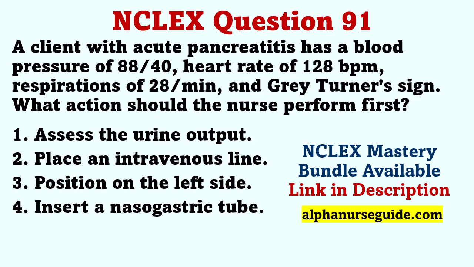The correct answer is 2. Place an intravenous line. Gray-Turner's sign is a bluish discoloration in the flank area caused by retroperitoneal bleeding. The vital signs are showing hemodynamic instability. IV access should be obtained to provide immediate volume replacement.